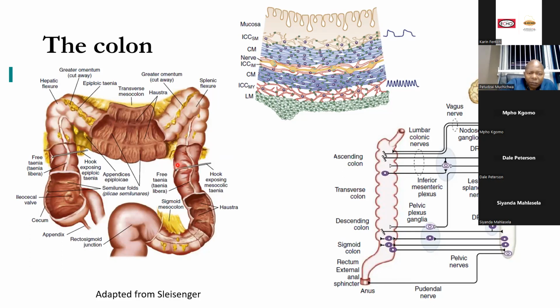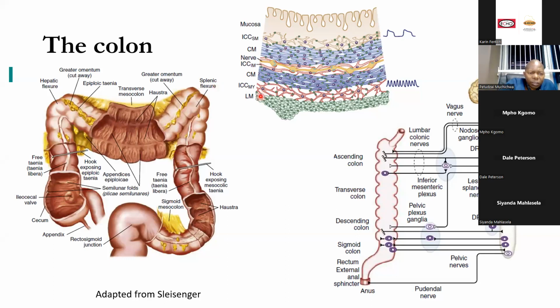Primarily, the function of the colon is to absorb water, electrolytes, and short-chain fatty acids. It also helps in producing and absorbing vitamins, and in forming and propelling formed feces towards the rectum.